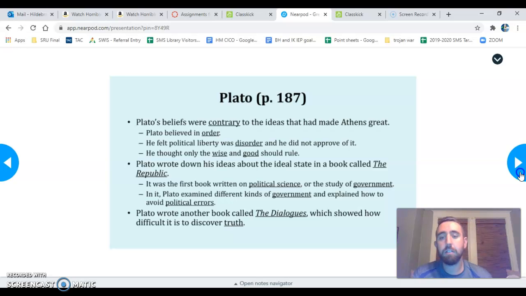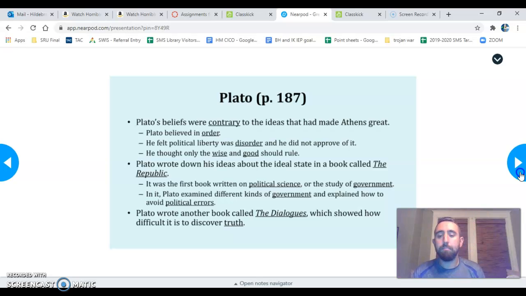He kind of had some contrary ideas about how Athens could be great. He thought that political liberty and democracy could lead to disorder and chaos, like what would happen with Socrates. And so he thought only the wise and the good should rule. You'd have to read his text to figure out his definition of wise and good, but he thought it should just be a few people.